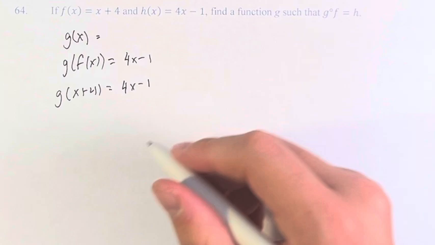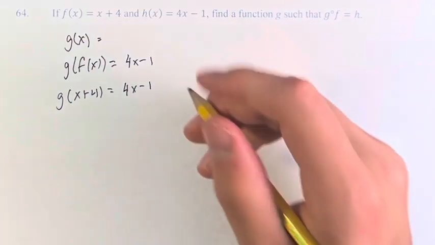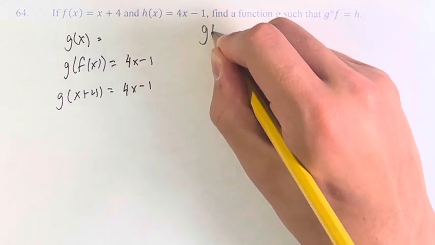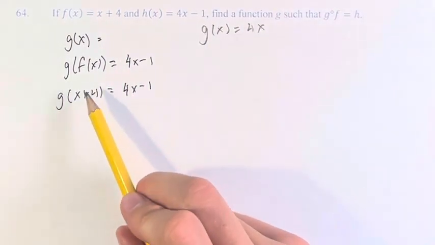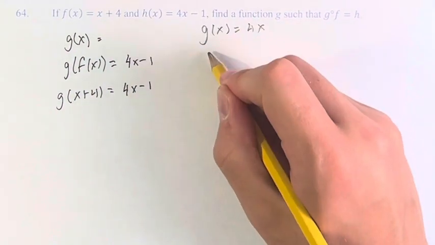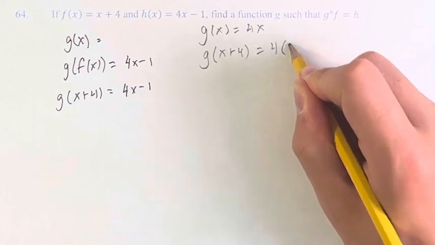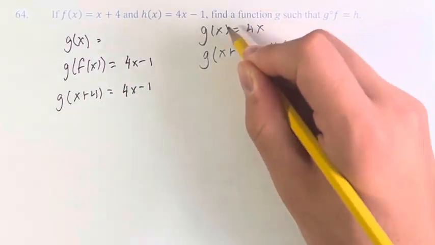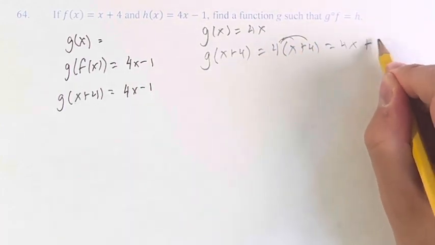So what if g of x was equal to, and we do this in pencil to differentiate from the actual function, what if g of x was equal to 4x? What if we're multiplying it by 4? That gets us from x to 4. g of x plus 4 then would be 4 times x plus 4, plugging it in instead of x. And this is equal to 4x plus 16.